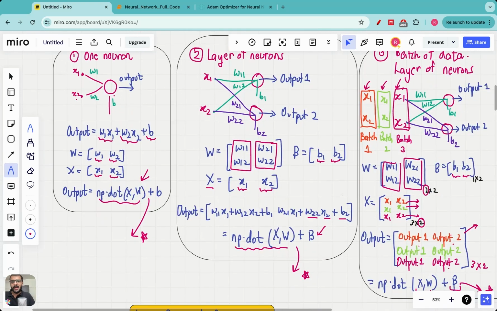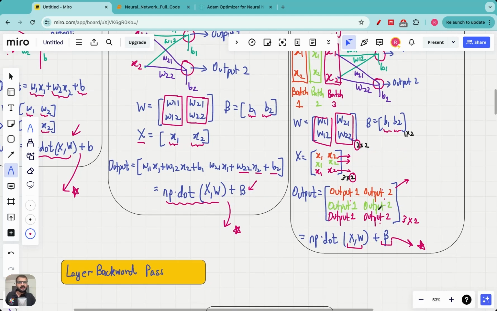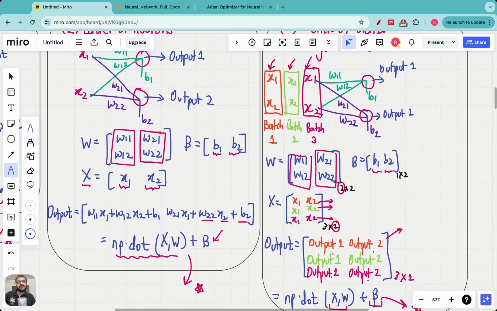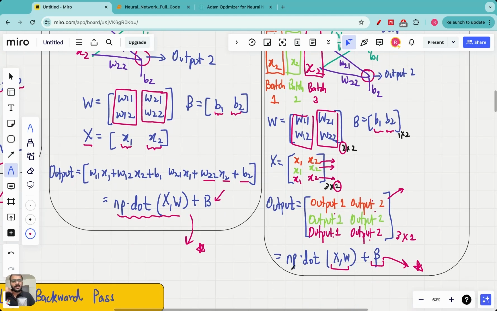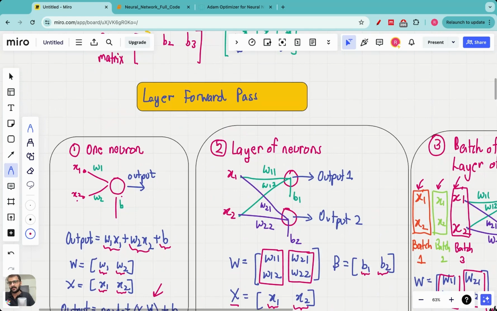So now you are equipped that if you are given even a batch of 100 data points and a layer of 50 or 100 neurons, using this same formula you will be able to find the output from the layer for all the batches of data. So for the first batch, there will be two outputs. From the second batch, there will be two outputs. And from the 100th batch, there will be two outputs. And all of that can be calculated by one single matrix representation. This is the master formula for calculating the forward pass from a layer in a neural network.